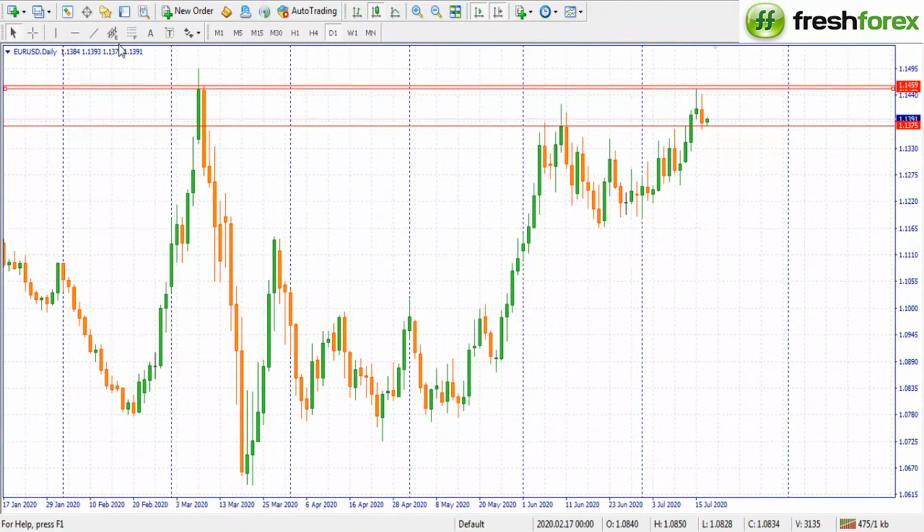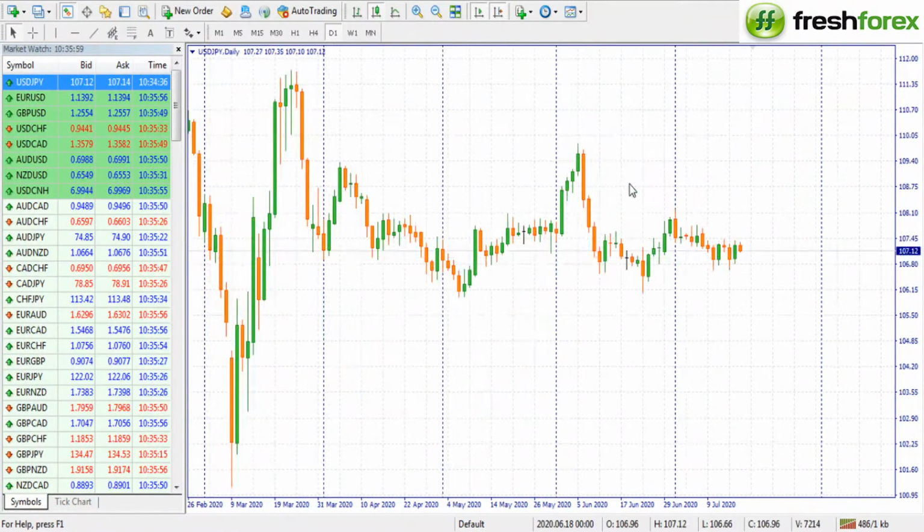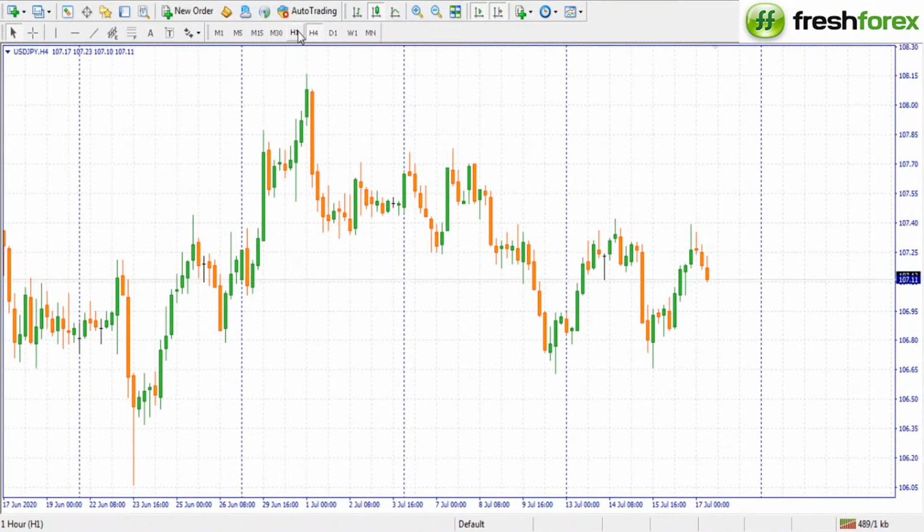So we want price to retest this level. We want price to try coming back to this point so that it can bounce off to the lower side. This is what should happen. We want price to attempt coming back the second time, bounce off from this point, then head straight to the lower side. The next chart we'll look at is USD JPY.